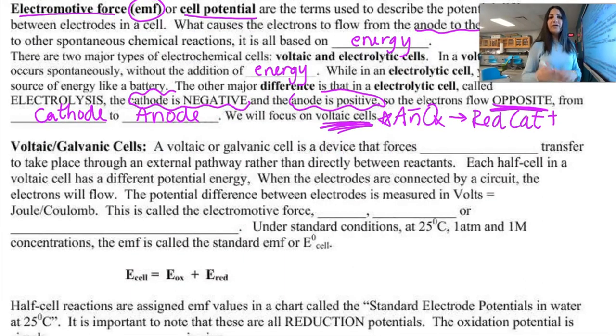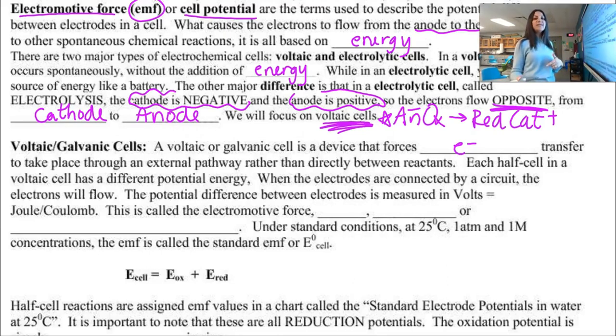So a voltaic or galvanic cell is a device that forces what transfer? What's moving? Well, we know that the electrons are going to be moving. And they are going to move through an external pathway rather than directly between the reactants. Each half cell in a voltaic cell will have a different potential energy. So we're going to take a look at those. When the electrodes are connected by a circuit, the electrons are going to flow. The potential difference between the electrons is going to be measured in volts.